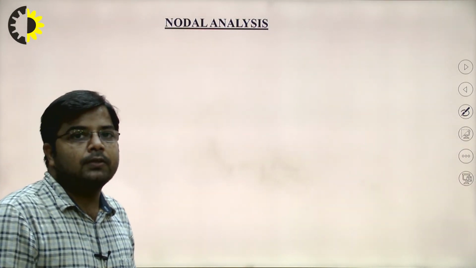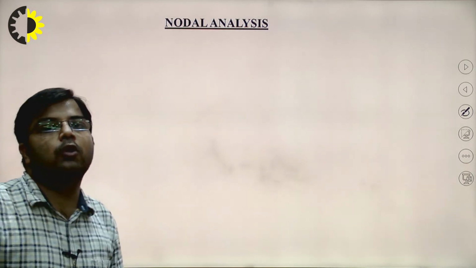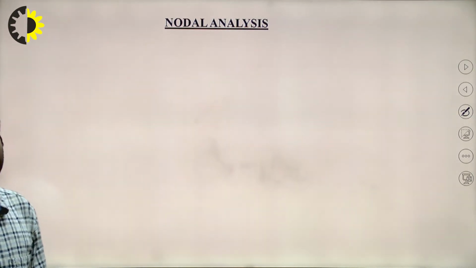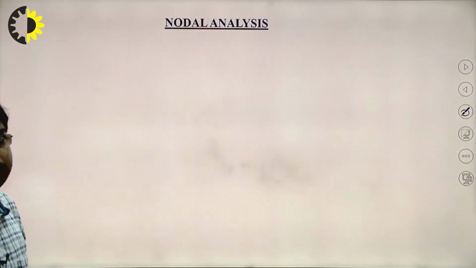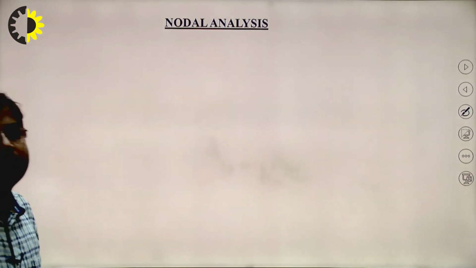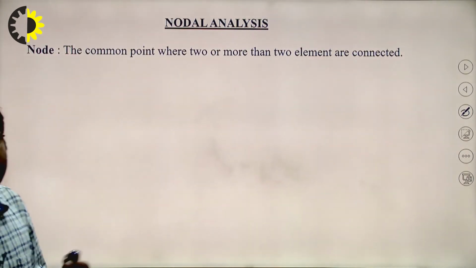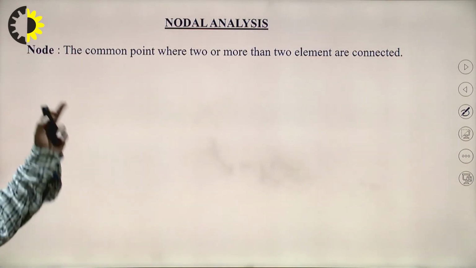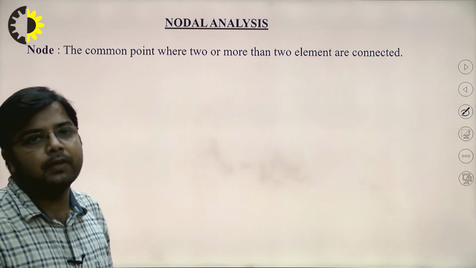So the next topic is nodal analysis. Nodal analysis is basically used to solve any network by using the KCL equation. So this nodal analysis is based on the KCL equation, and you can write the KCL equation at the node. So what is a node? The common point where two or more than two elements are connected.